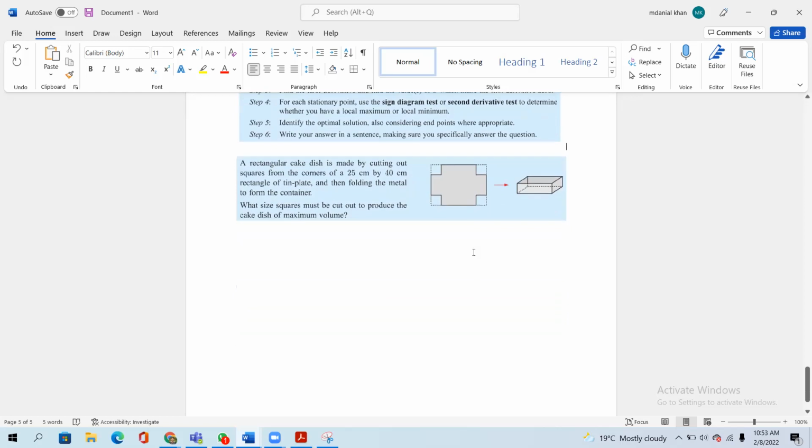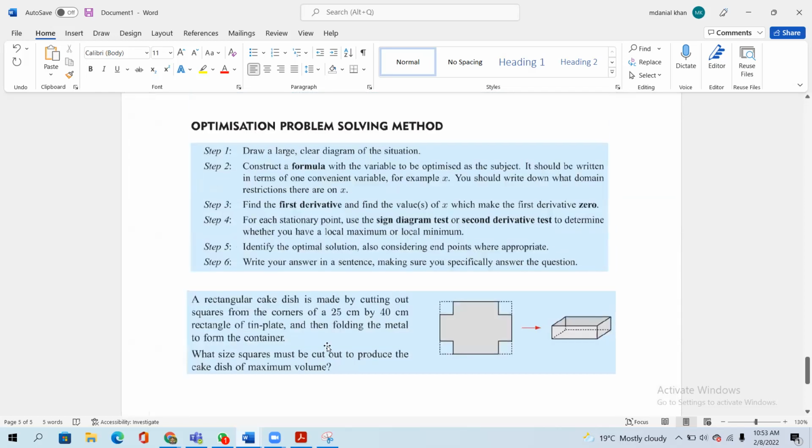So this is the question that I'm going to solve in front of you, right? A rectangular cake dish is made by cutting out squares from the corners of a 25 centimeter by 40 centimeter rectangular tin plate and then folding the metal to form a container. So this was a metal plate which has a length of 40 centimeters and a width of 25 centimeters. A square of size x was cut from all four corners, and these were folded together to make this particular container, right? That's the situation, and we have made a diagram for this.